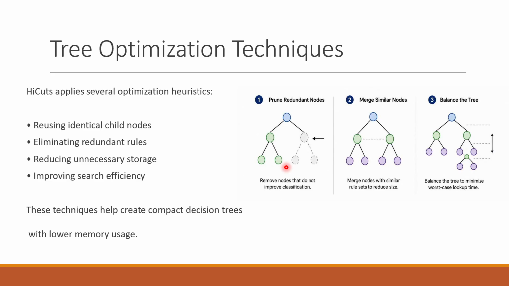Optimization technique. After creating the decision tree, HiCuts applies optimization methods to improve performance. It reduces unnecessary information, removes repeated rules, and saves memory. This improvement makes the decision tree smaller and faster while keeping a good balance between speed and memory usage.